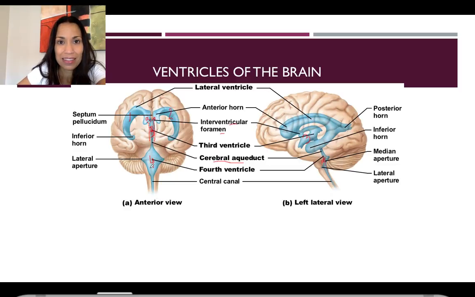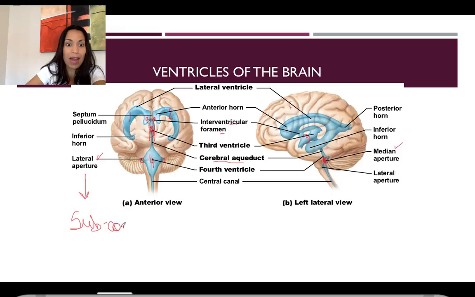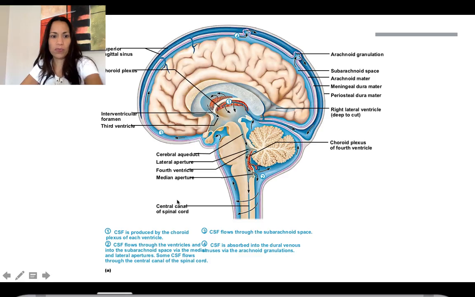Now, at the fourth ventricle, we have three openings. We have these two lateral apertures, and we have one median that I don't see. Oh, here it is. Well, I just wrote on that. But a central opening, the median aperture. The thing is that the median and the two lateral apertures communicate with the subarachnoid space.